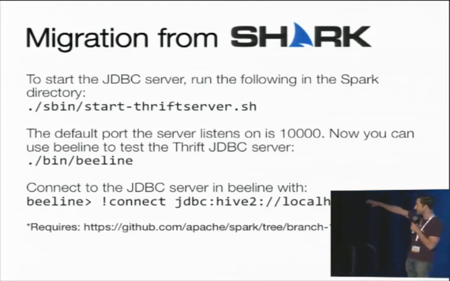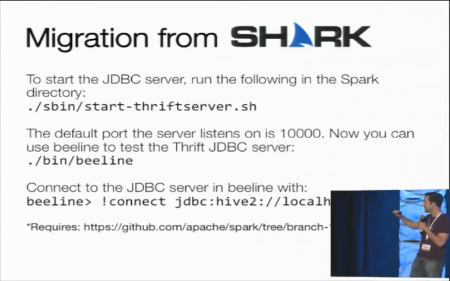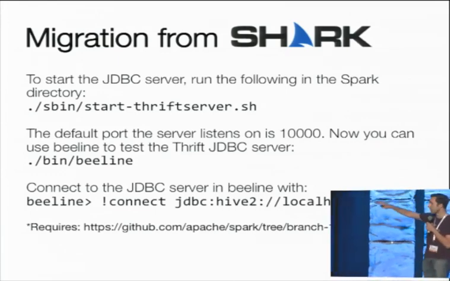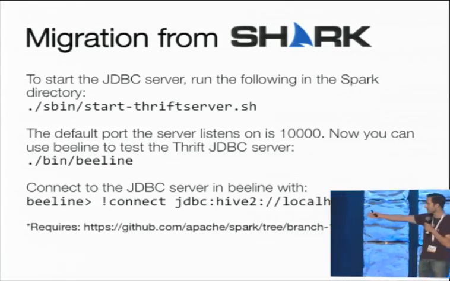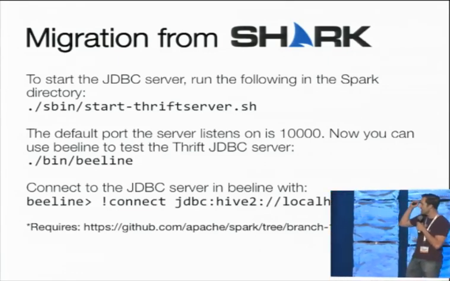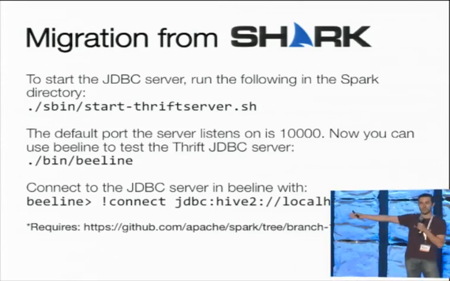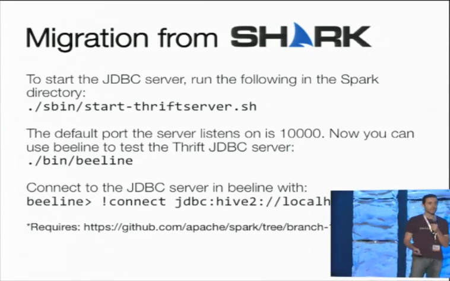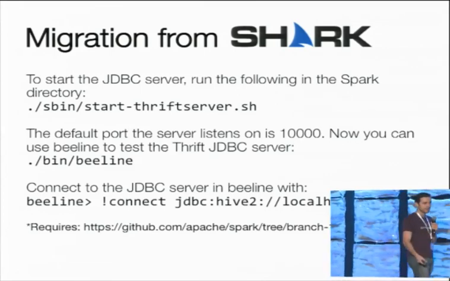But basically, you can start up the server. We put a script in the sbin directory, just like the rest of the server components of Spark. This will be included in the distribution by default. And then once you've started this server, you can use any JDBC client to talk to it. So Beeline is one example. And here's the connection string if you just want to try it out on your own computer. And then we also have an ODBC driver as well if you want to connect Tableau or MicroStrategy or any of these other systems into Spark SQL.